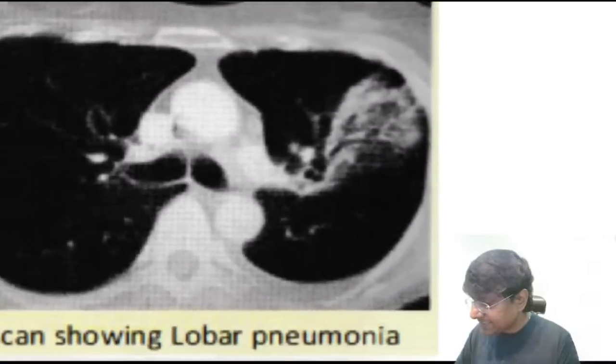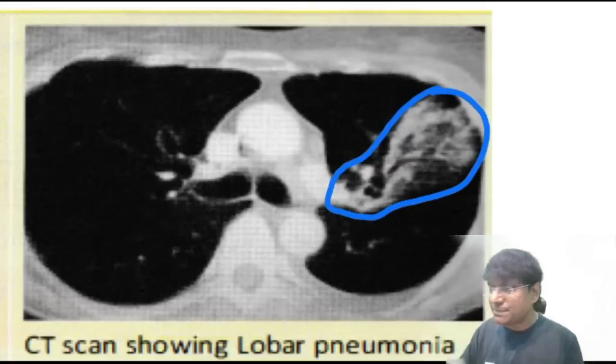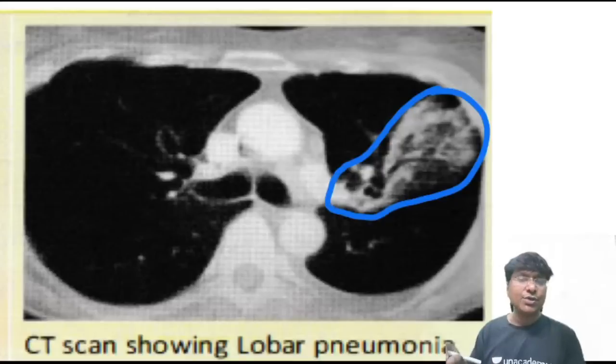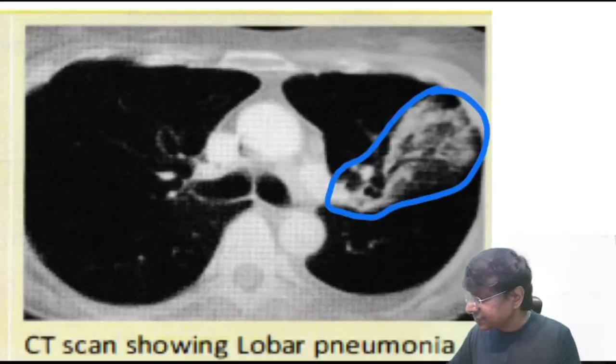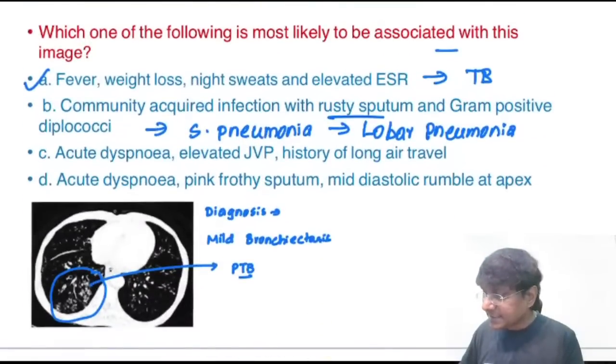So this will be the CT image of the lobar pneumonia. You can see that here the entire lobe is consolidated. That is how you will get it in case of streptococcus pneumonia, which is nothing but pneumococcal pneumonia. Then what about the other options?